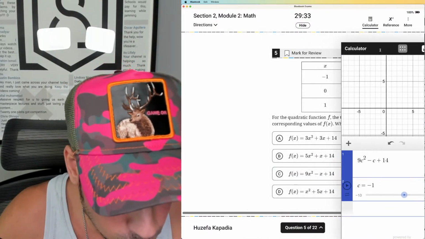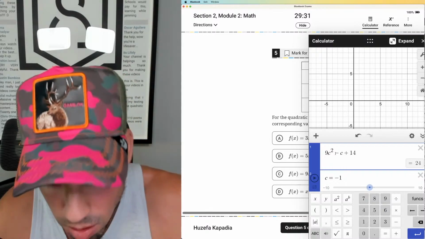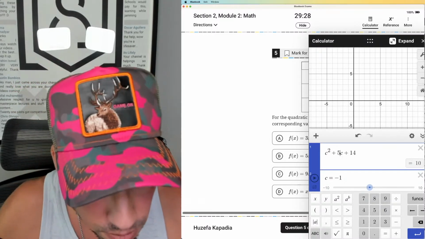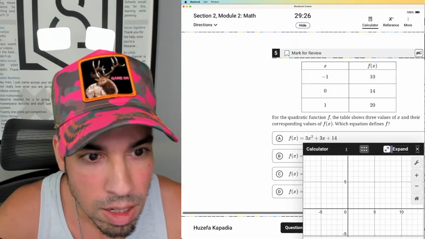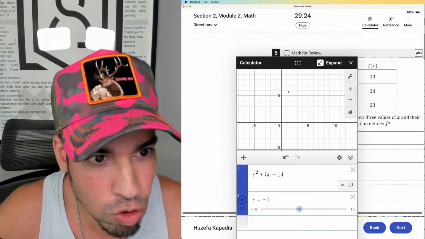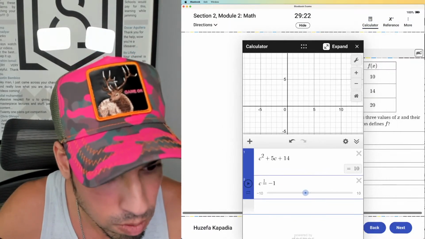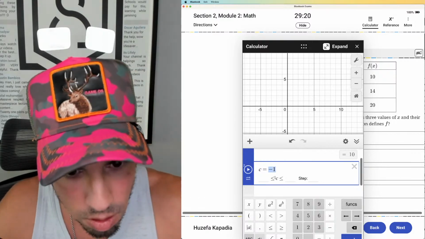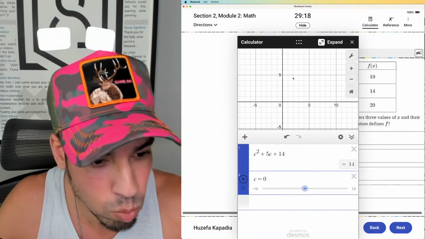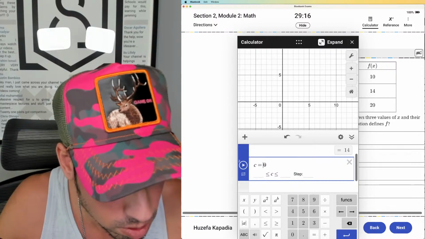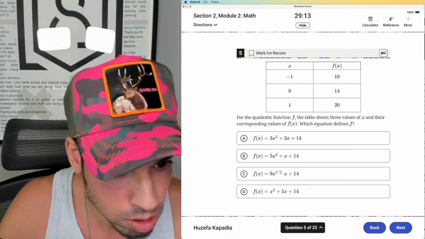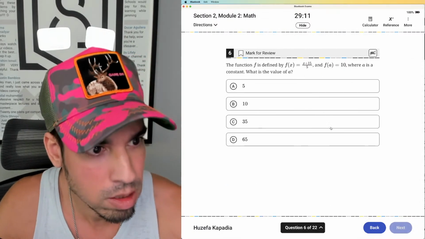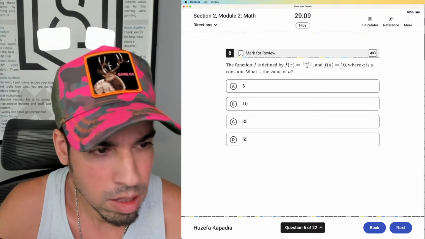And then x squared plus 5x plus 14. X squared plus 5c plus 14. Look at that, -1 gives me 10. And then let's try 0. 14, correct. And then 1 should give me 20, but we already know it's got to be this option. Yay, it works. Okay, so D is the winner. Boom, done.